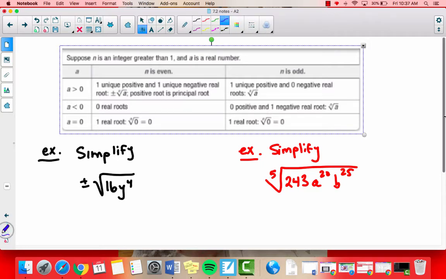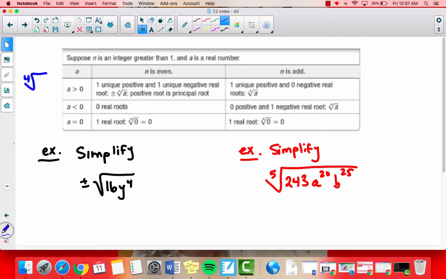So there are two types of index numbers: when the index or the degree is even, or when it's odd. And for each scenario, we have multiple sub cases. If my index is even, then my number underneath could either be bigger than 0, less than 0, or equal to 0. And so what it does is it tells you what kind of answers you could find. So, for example, in this first case, if my index is even and I have a number greater than 0 underneath, like the fourth root of 16, then my answer is going to have a positive answer and a negative answer. All right, so you're going to get a plus or minus answer out.